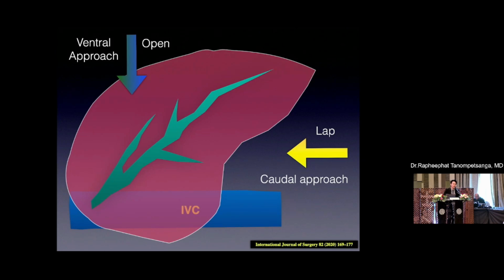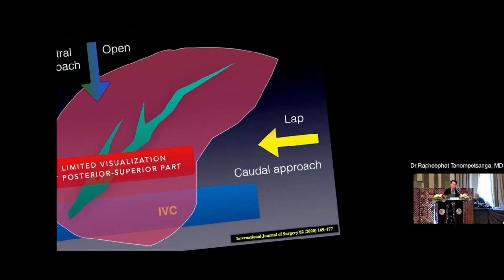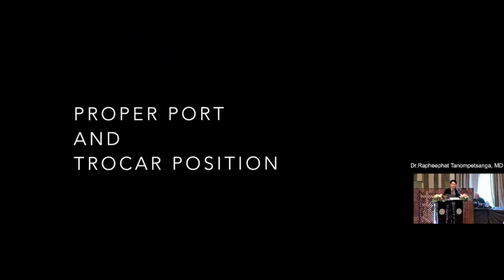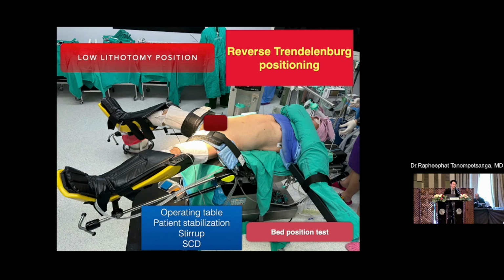Unlike the open technique, the laparoscopic approach is you will see the caudal side of the liver, and it's difficult, with limited visualization at the posterior superior part. So the proper port and trocar position is very important.